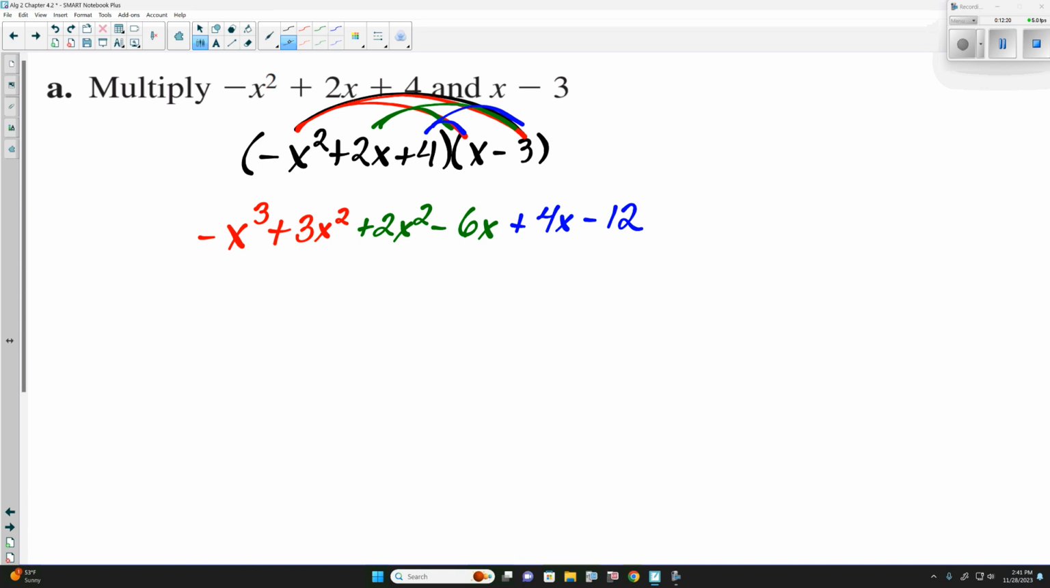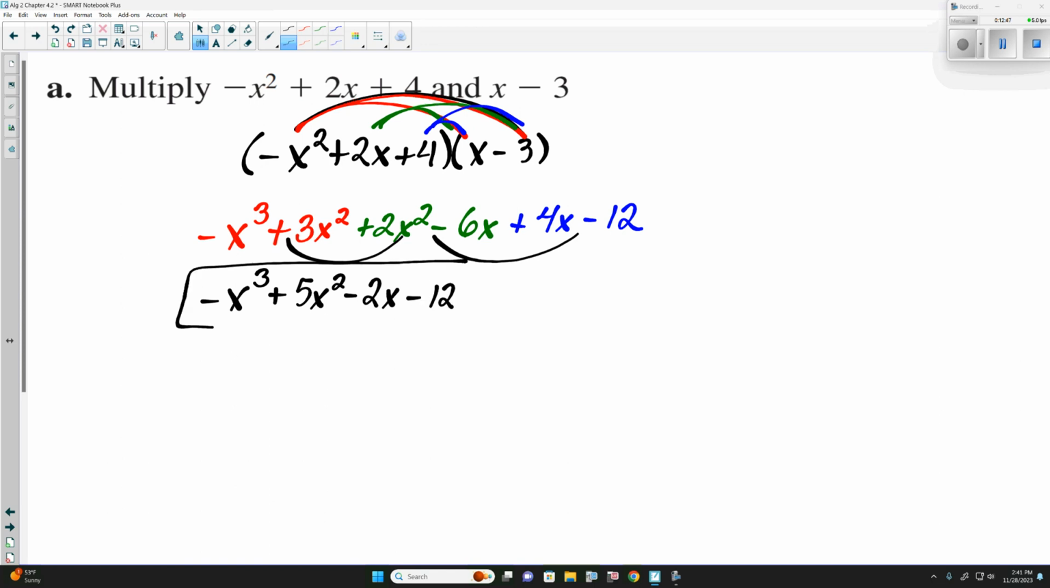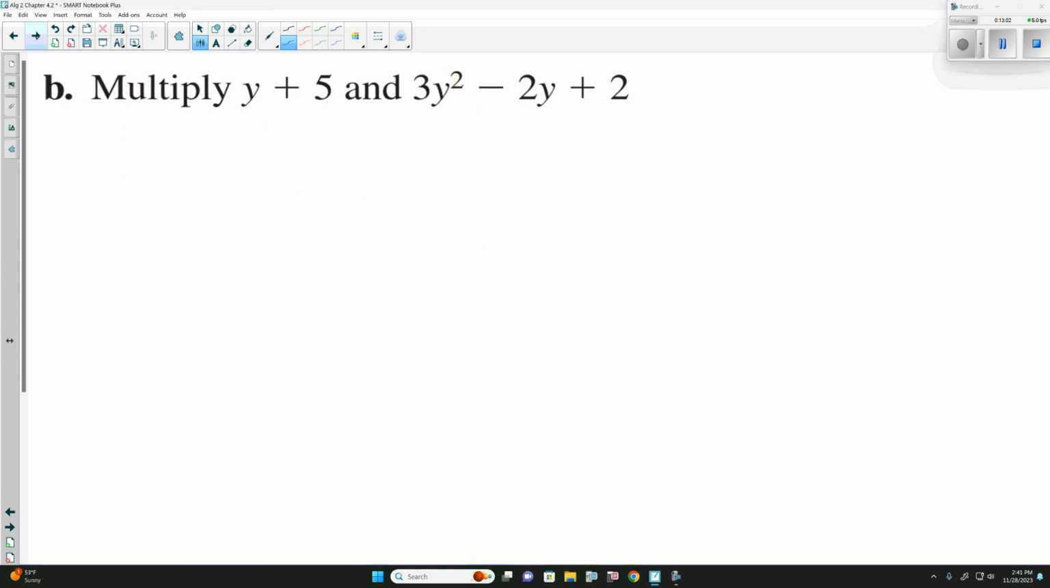Now, one thing that is nice is that all of our like terms for this problem here are all next to each other. Kind of worked out that way. Negative x cubed does not have any like terms, but 3x squared plus 2x squared is plus 5x squared. Negative 6x plus 4x is negative 2x, minus 12. That's it. Questions on this here? We can look at the next one.